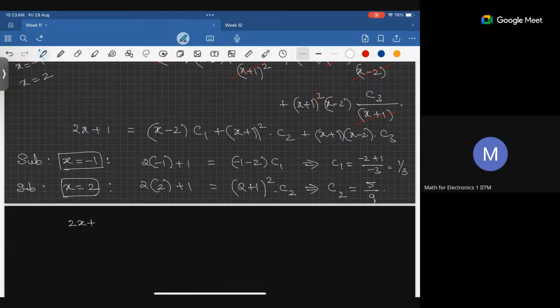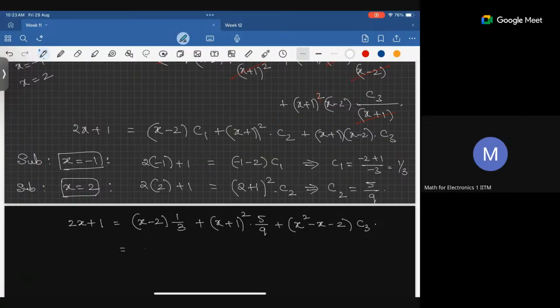So 2x plus 1 is equal to (x minus 2) into 1 by 3, plus (x plus 1) whole square into 5 by 9, plus (x plus 1) into (x minus 2), which will be x square minus x minus 2, into C3.